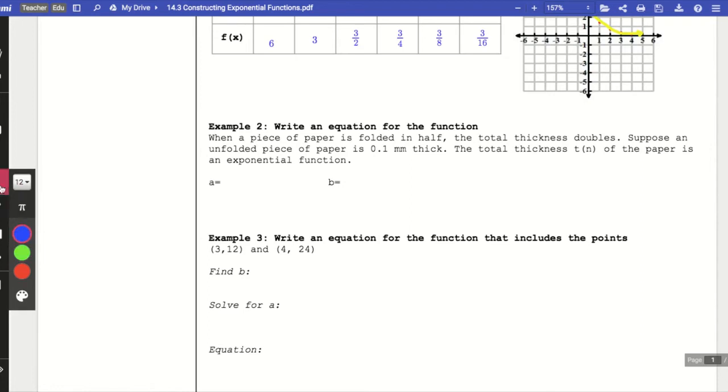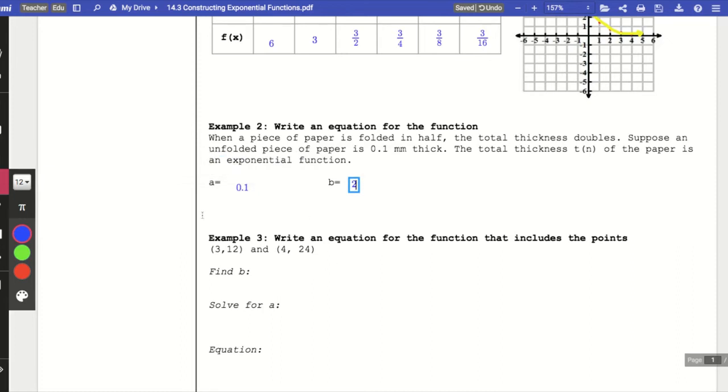If we're thinking about linear equations, then my a value in this case is going to be 0.1. Okay, and then my b value is how much it's increasing in time. And we're being told that it doubles every single time. So my b value is 2.